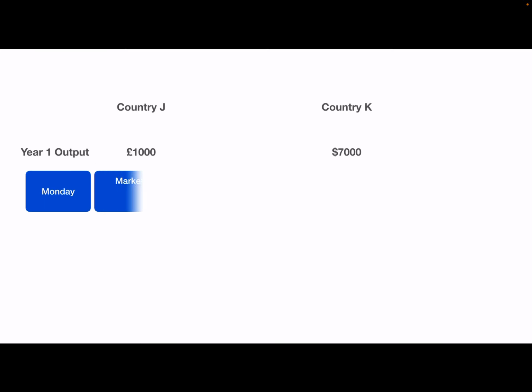Now, so far, we've assumed that countries all use the same currency. That's not, of course, the case. So if we need to compare countries, we need to think about converting the output from one currency to another. So if I did this on a Monday and used a market exchange rate, such as this, in converting country J's £1,000 output into dollars, it would appear like country J has produced $2,000 worth of output.